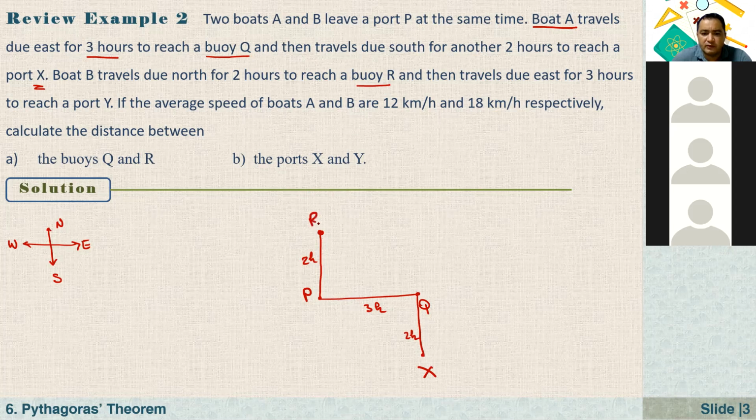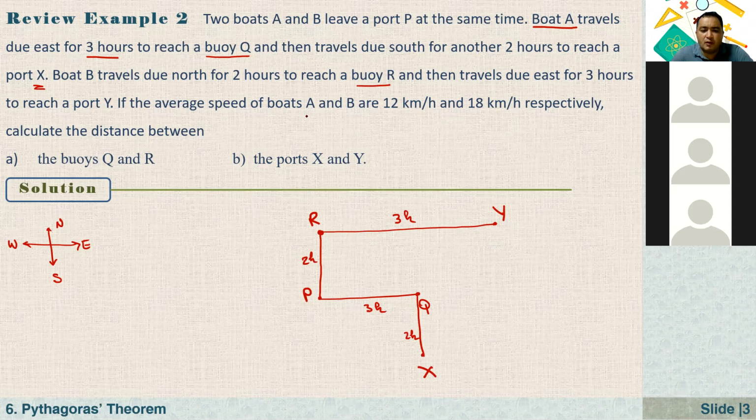So here we have buoy R, and then it travels due east for 3 hours to reach a port Y. Maybe 3 hours, let's say somewhere, I don't know where it is. Let's say somewhere here. 3 hours to reach port Y. Okay, that's it, I think.